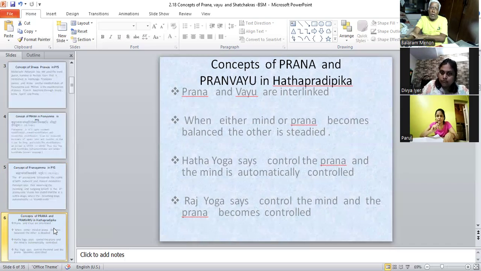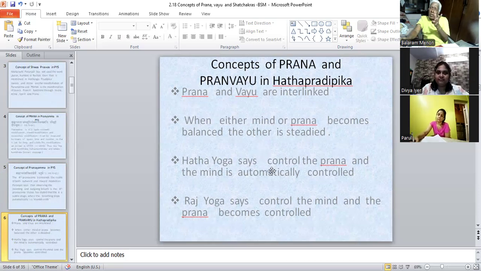Prana and Vayu are interlinked. When either the mind or the prana becomes balanced, the other is steadied. Whatever it says, control the prana, and the mind is automatically controlled. Go on reducing the prana, and the mind becomes steadier and steadier, more and more focused. Raja Yoga says, control the mind, and the prana becomes controlled.